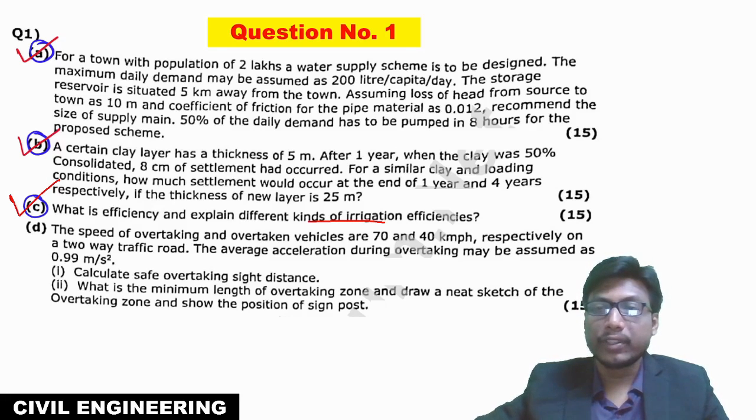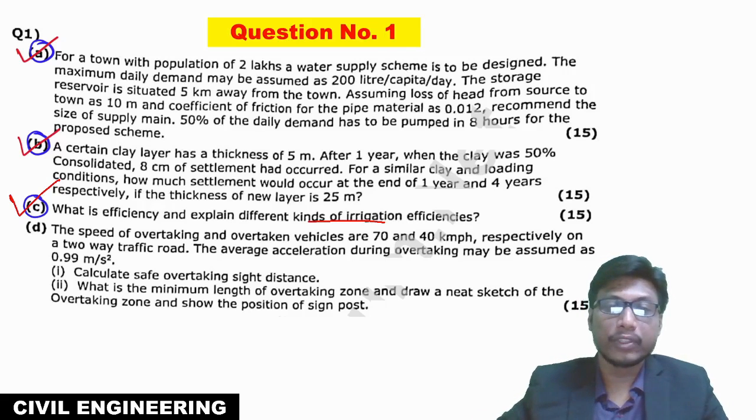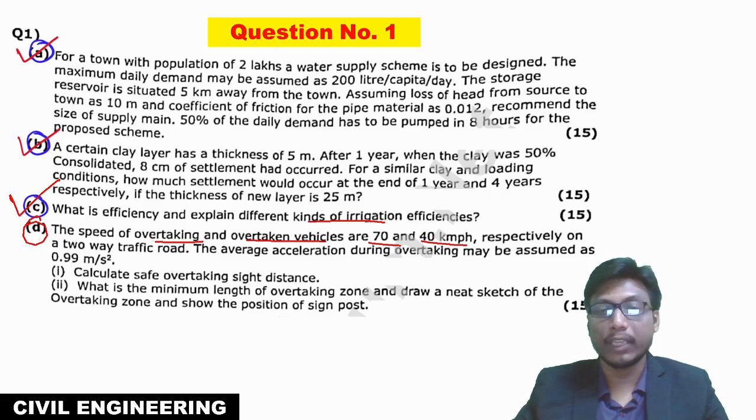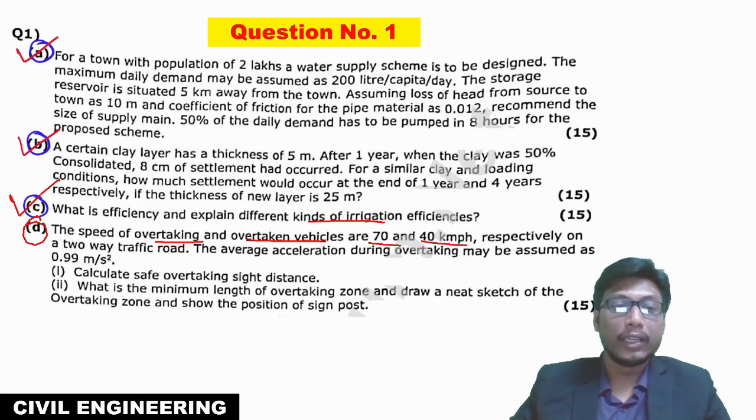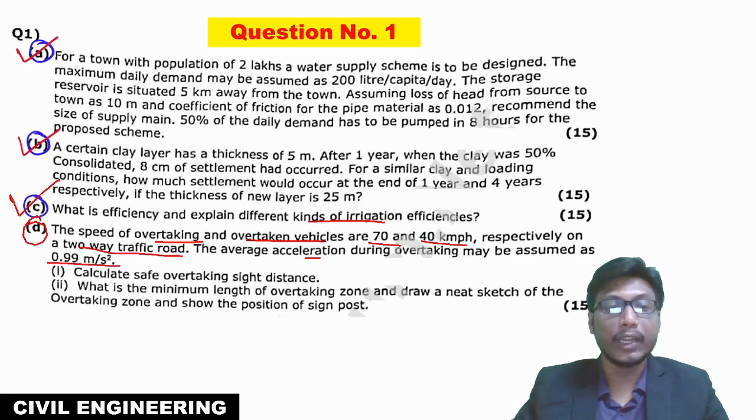now the next question is part number 4 of the question. It is question 1D. It's a question from transportation engineering. So speeds of overtaking and overtaken vehicles are given as 70 km per hour and 40 km per hour in a two-way traffic road. Okay, two-way traffic road. The average acceleration is given as 0.99 meter per second square. So we have to calculate the safe overtaking sight distance and the minimum length of overtaking zone, and draw a neat sketch for the overtaking zone showing the position of the signpost.